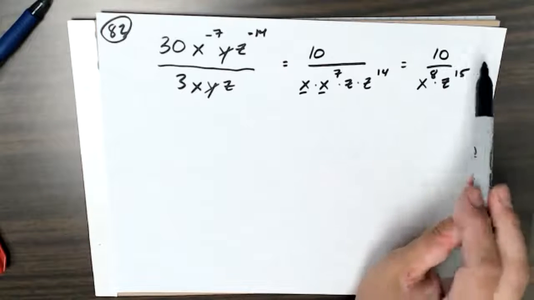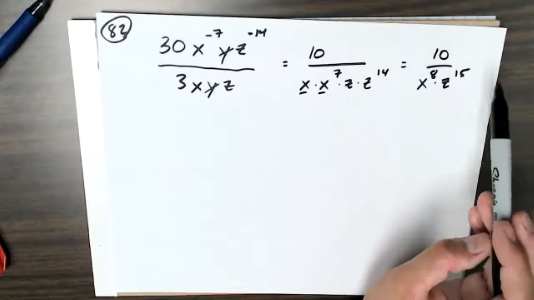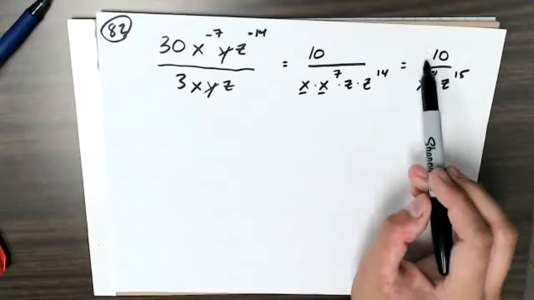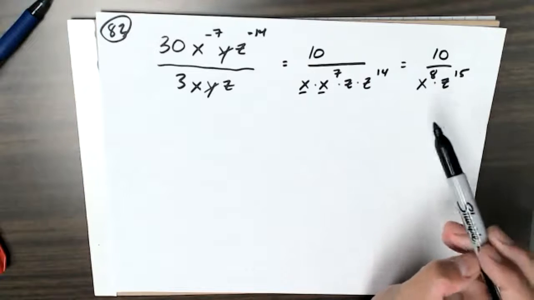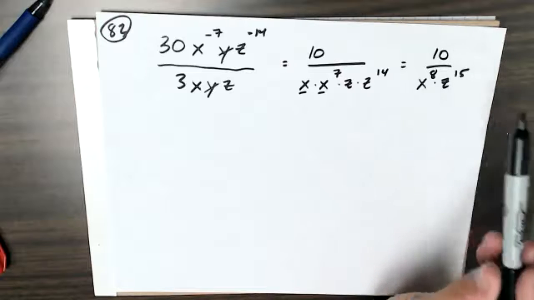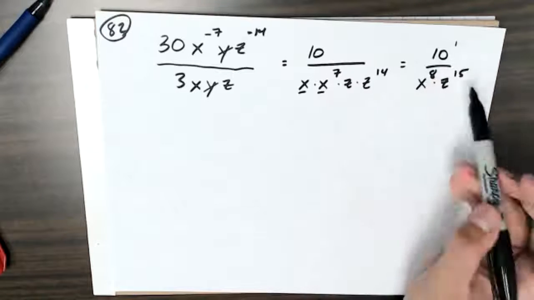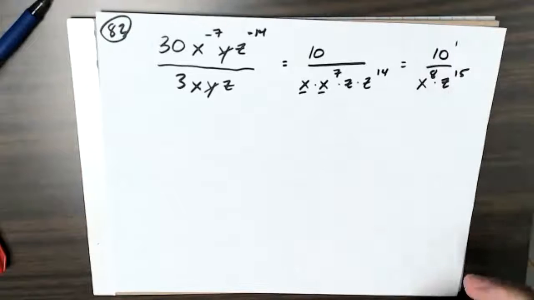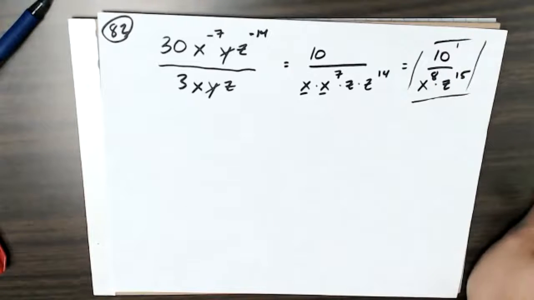Now notice with this solution, or I should say with this simplification, we have no repeating bases. We've got a 10, an x, and a z, right? There's not like an x to the 5th on the top, right? So no repeating bases. And we have no negative exponents. We got an exponent of 1, an exponent of 8, and an exponent of 15. We are done, okay? Any questions about that?